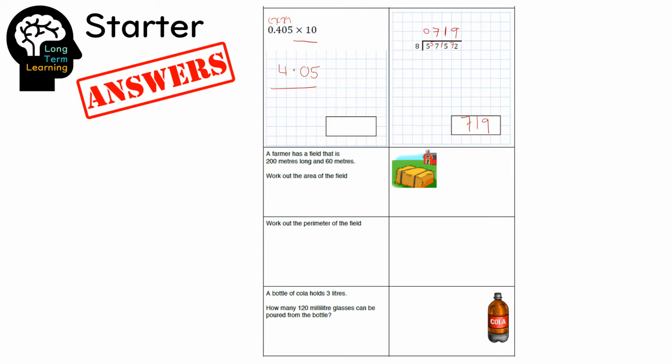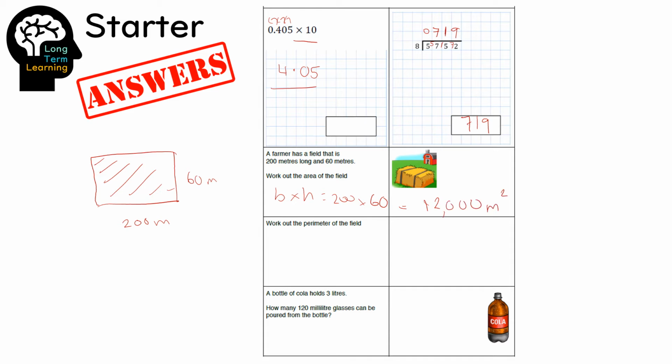Next question. A farmer has a field that is 200 metres long. Just going to do a little diagram. And 60 metres high. Work out the area of the field. So it's a nice rectangle. How do we work out the area of the rectangle? Base times by height, 200 times by 60, which should give us an answer of 12,000 metres squared. Really well done if you got that one.